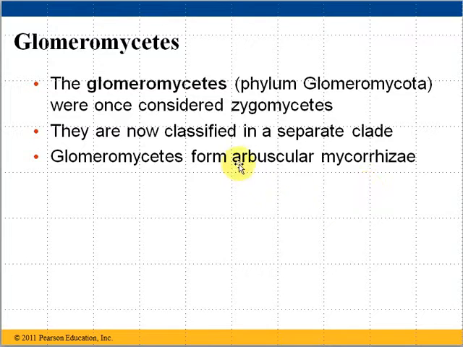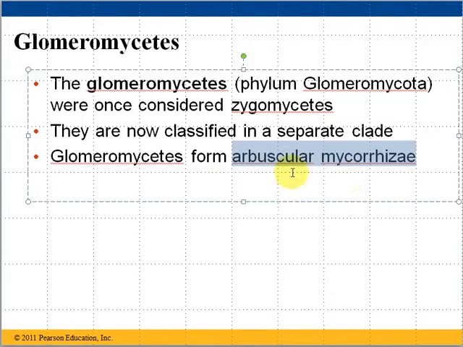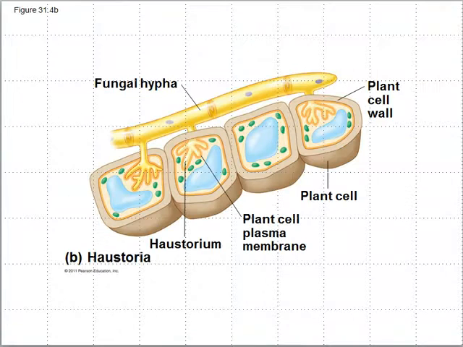Arbuscular means that they extend hyphae into the cells of, say, the plant that they have a relationship with, or they form these indentations into the cell wall and cell membrane, and their hyphae actually go into the cell itself. If you'll remember, those type of hyphae that actually extend into the cell have a special name called haustorium. So arbuscular means they have these haustoria that extend into the cell of their particular host.